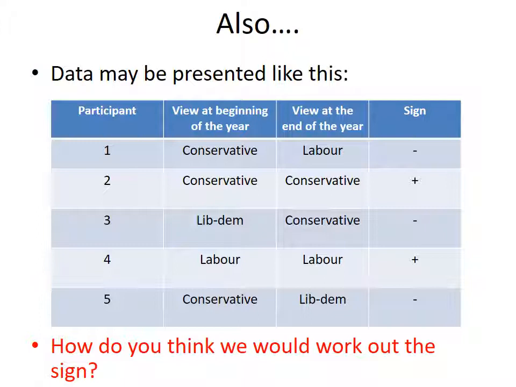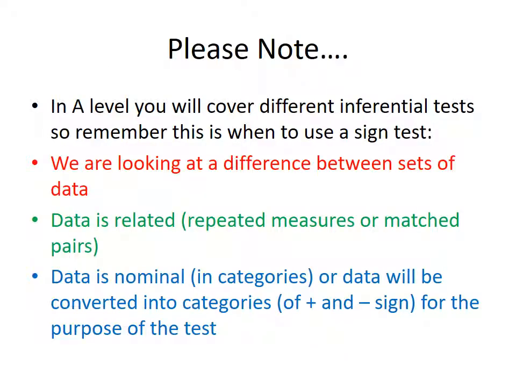Now, if I were to give staying the same positive and changing negative, then our calculated value would be 2, because that is the less frequently occurring sign. If I were to decide the other way around, that staying the same is negative and changing is positive, then again my calculated value is still 2, because I would only have 2 negatives in that example. So it doesn't matter which way around you're doing it, as long as you are being consistent.